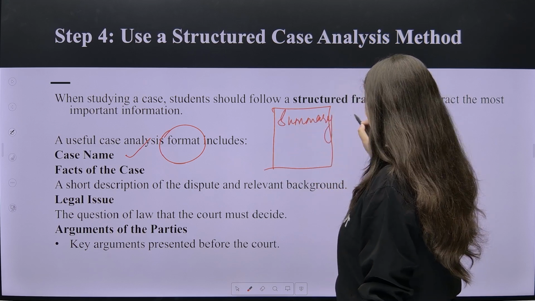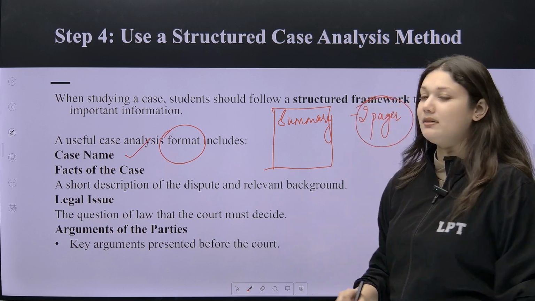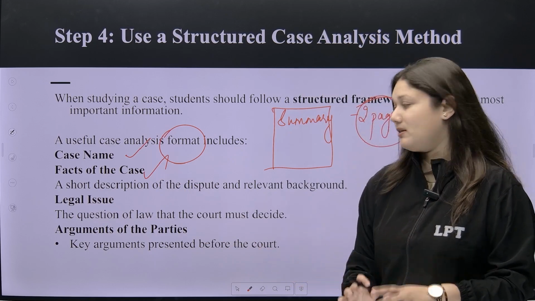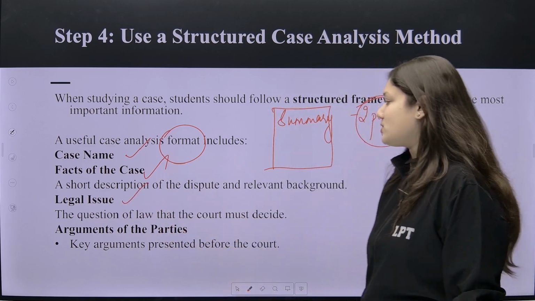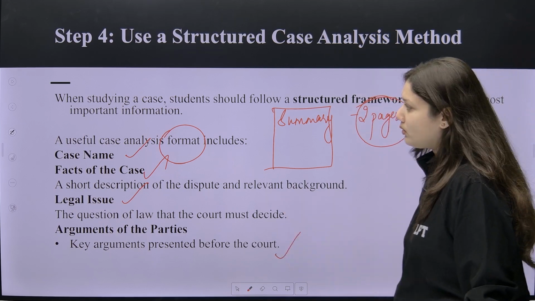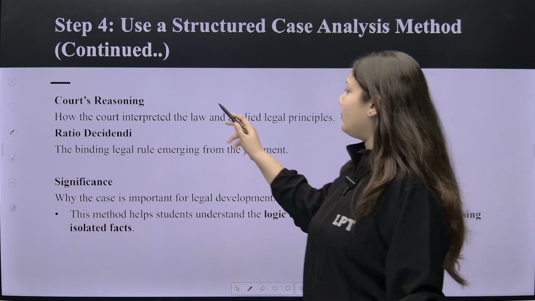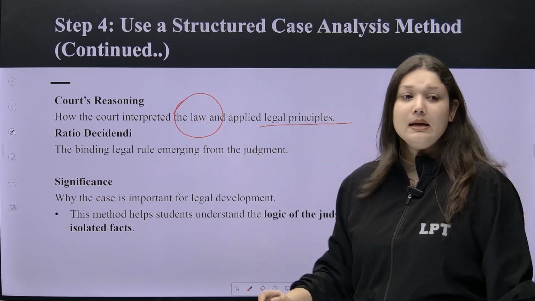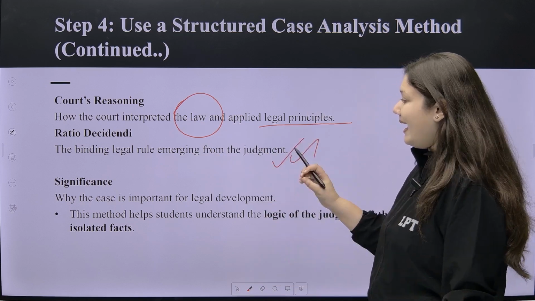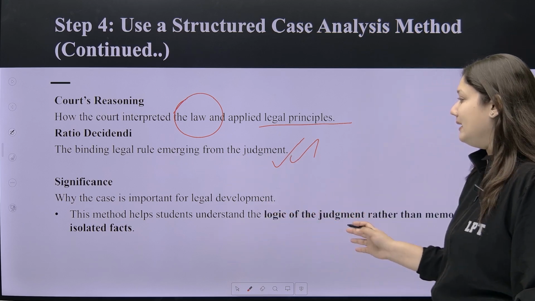good summary, a 2-pager summary that you must have for every case law that is coming in the country by the Supreme Court. Then the facts of the case, in 5 to 6 line, the facts of the case. Then the legal issue, the question of law that the court must decide. Arguments of the parties, key arguments presented before the court, right? Then court's reasoning, that how did the court interpret the law and applied the legal principles. Then the ratio decidendi, the legal binding rule emerging from the judgment. And then why important, what is the significance, why the case is important for the legal development.